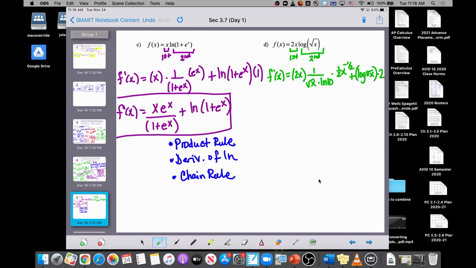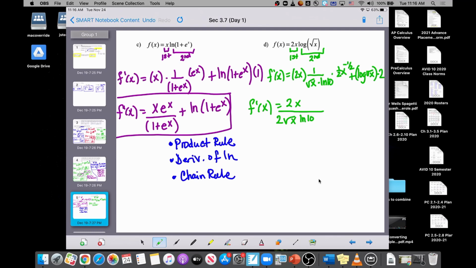All right, now we have some cleanup to do. So f prime of x is going to be equal to, let's see here, across the top, we've got 2x times 1, so we're going to have 2x. And then in the denominator, we're going to have the square root of x and the natural log of 10. And from the derivative of the square root of x, we're going to have the 2 from the 1/2 in the bottom.